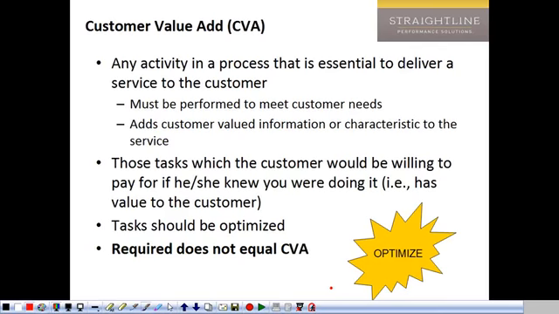then it's value added. In here, the line that lines up with that is it adds customer valued information or characteristic to the service. Again, if it transforms the product or service in a way that is necessary for the sale of that product or of that service, or the delivery of that product or service, then it's value added. These tasks should not, of course, be eliminated. They should be optimized, made to deliver as well as possible in a minimum amount of time.